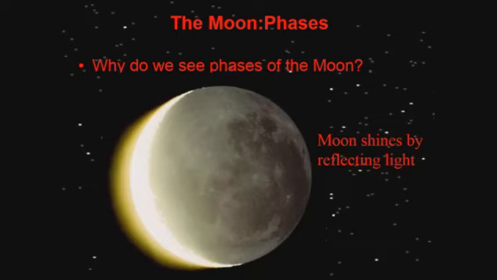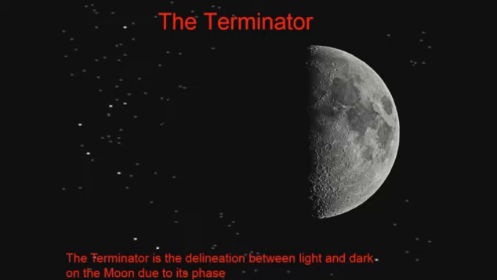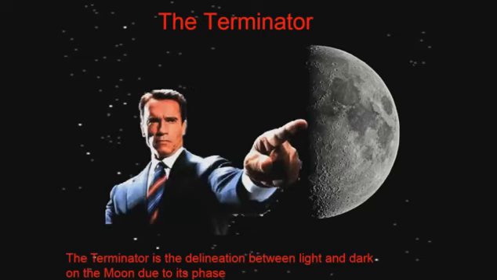But when we do see phases, this is what we'll see. You'll see an illuminated portion of the moon, this bright side, and you'll see a darker hemisphere of the moon, in this case, on this side. The line between light and dark, this line running down here, is referred to as the terminator, and that is the delineation between light and dark due to the phase of the moon. So yes, a good way to remember it is Cyborg Killer Robots. Here's Arnie pointing out the terminator on the phase of the moon for you.